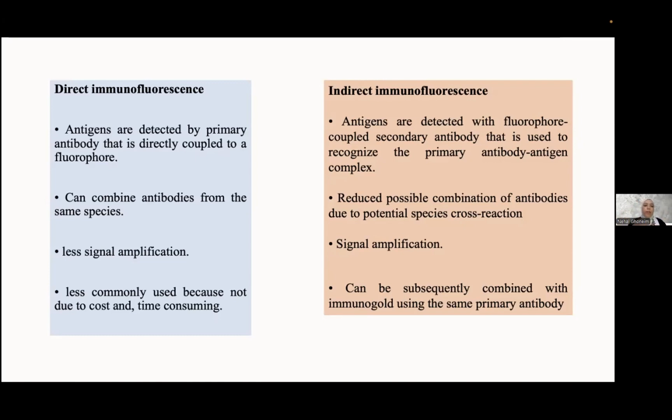And direct is less commonly used because it's costly and time consuming. Because the antibody is already conjugated, you will have to spend more money to purchase them. However, in indirect, you can use many primary antibodies and one secondary antibody in your lab. So you can purchase one secondary antibody and many primary antibodies, but taking into consideration the host of the antibodies.